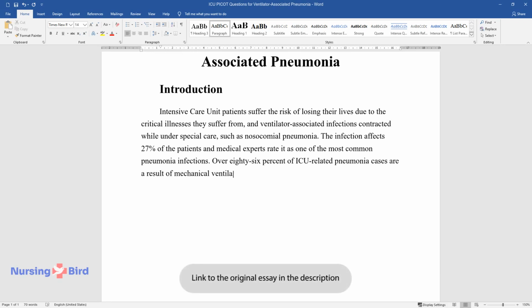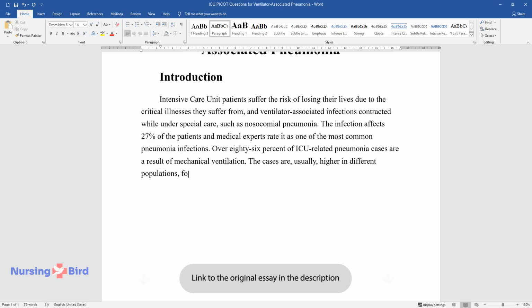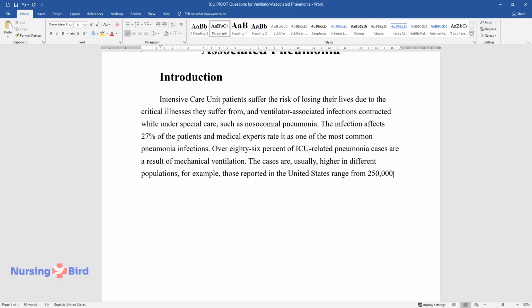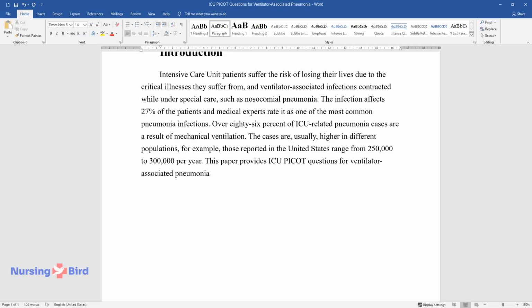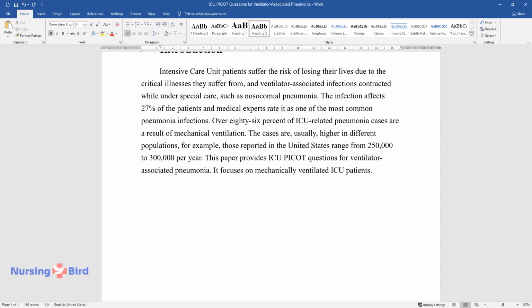The cases are, usually, higher in different populations. For example, those reported in the United States range from 250,000 to 300,000 per year. This paper provides ICU PICO questions for ventilator-associated pneumonia. It focuses on mechanically ventilated ICU patients.